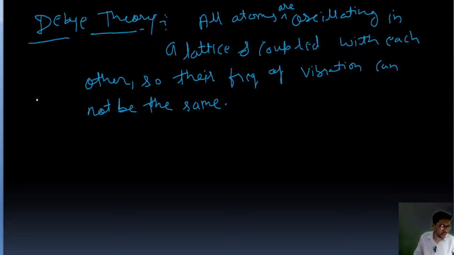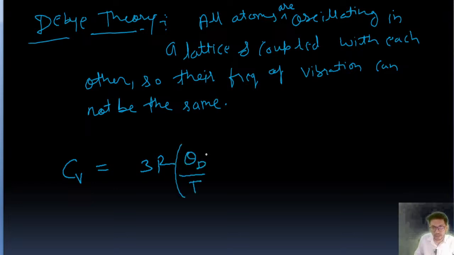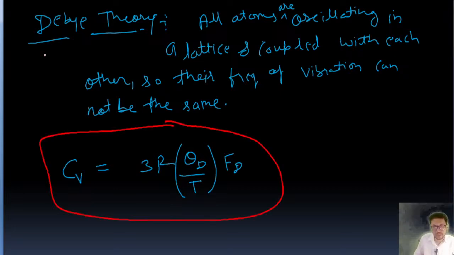Okay, and CV is given in Debye theory. CV is given by 3R theta D upon T into FD. Okay, this is a very important formula, guys. You need to note it down. CV equal to 3R theta D upon T into FD.